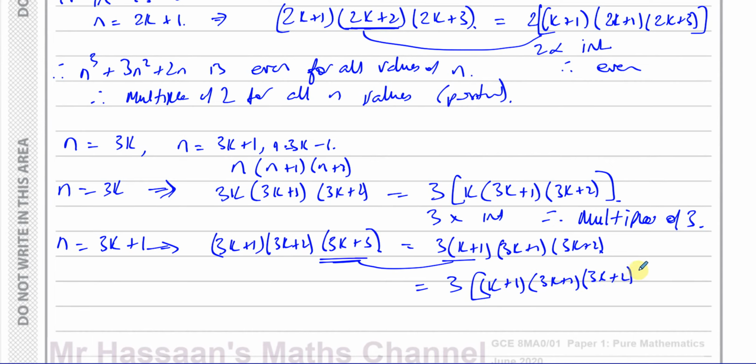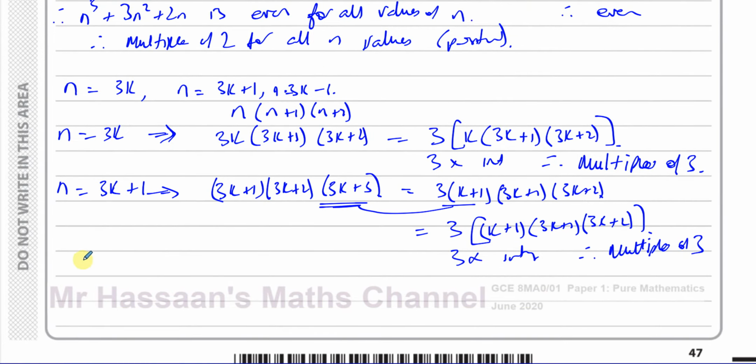I don't have to expand the whole thing here. I can show that this is 3 times an integer. Therefore, this is also a multiple of 3. So we've shown that this is a multiple of 3. Now we've got one case to consider, one less than a multiple of 3.